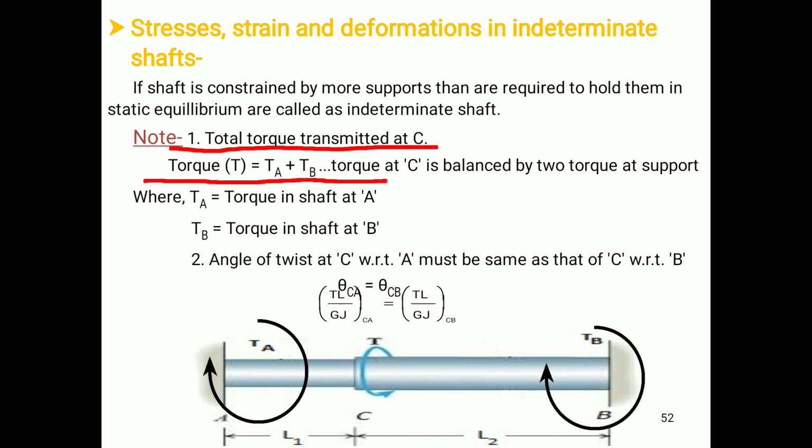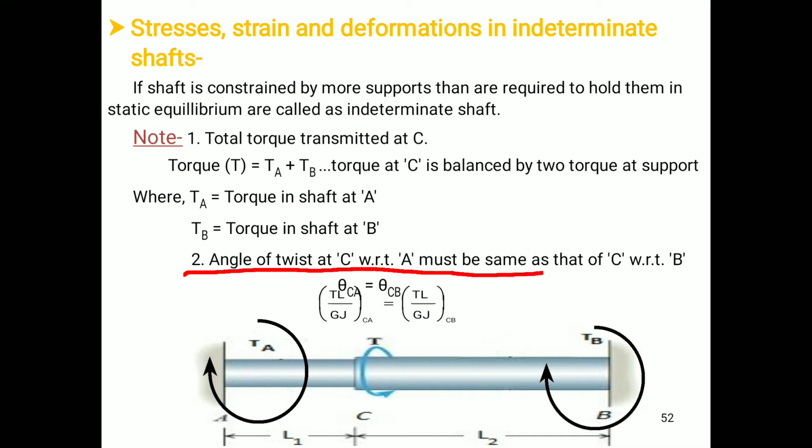The second equation is that the angle of twist at C with respect to A must be the same as that of C with respect to B. That is, theta_CA is equal to theta_CB. And all of you know that by using the torsional formula, the angle of twist can be given by TL upon GJ of CA, which is equal to TL upon GJ of CB.